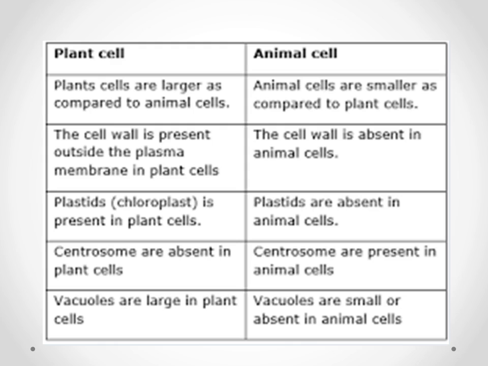Centrosomes are absent in plant cells. Centrosomes are present in animal cells. Vacuoles are large in plant cells. Vacuoles are small or absent in animal cells.